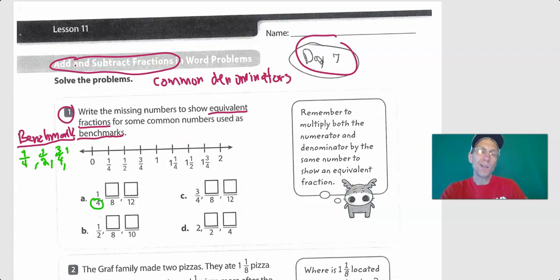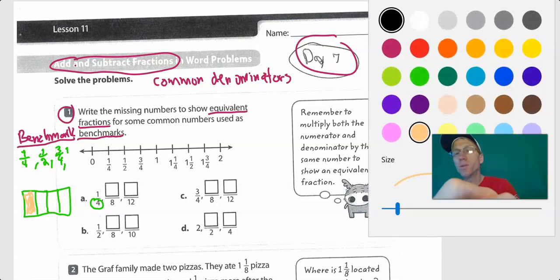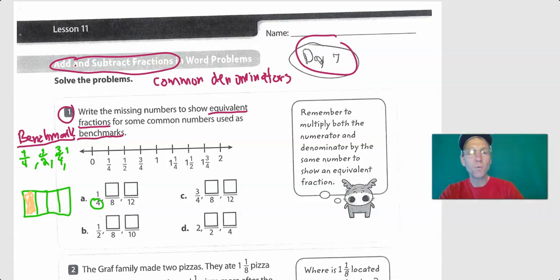So notice if you want to write an equivalent fraction to 1/4, you take that pizza. Again, this is all you're doing. And there's 1/4. And now if we double the number of slices, of course, now we have 8 slices, 2 out of 8. 2/8 is the same as 1/4. More slices, but they are smaller.